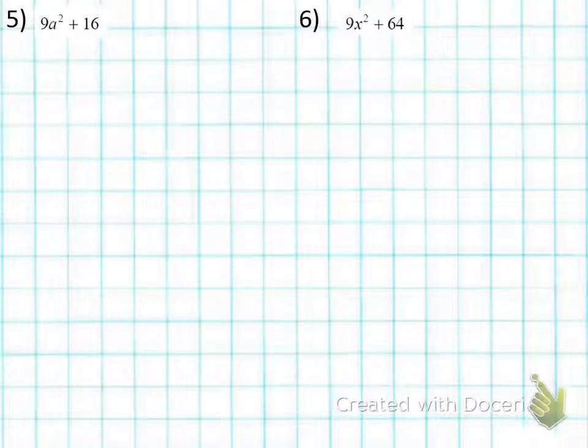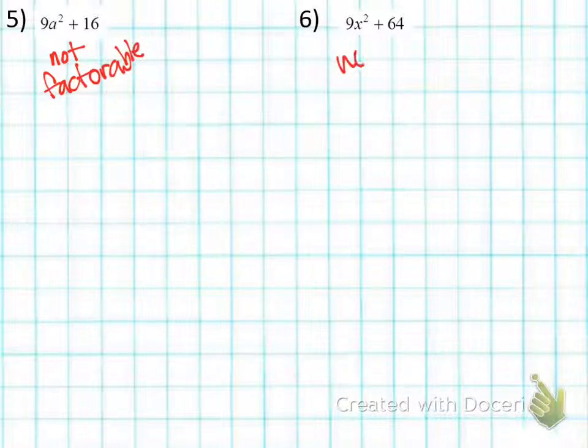Alright, moving on to 5 and 6. Now I'm looking, can I apply this rule? I see 9. I know 9's a perfect square, 16's a perfect square, but I have addition going on between them now, not subtraction. So it's not a difference of squares, so I say this is not factorable. There's no GCF that I could factor out either, right? Nothing like that. So these are both not factorable.